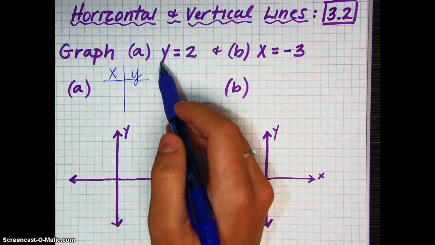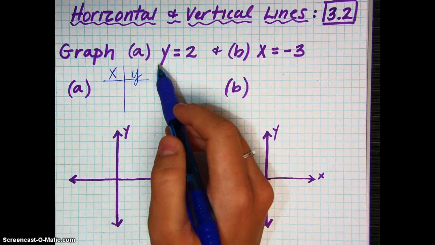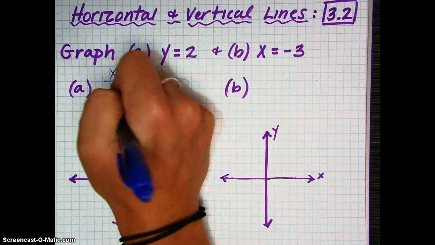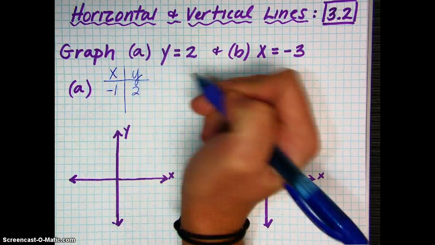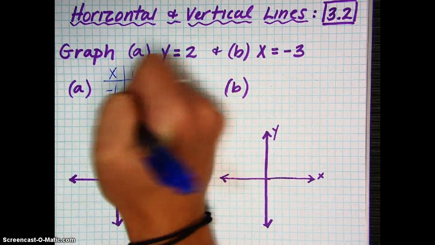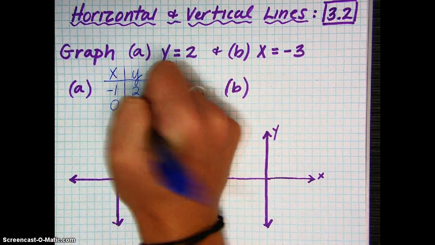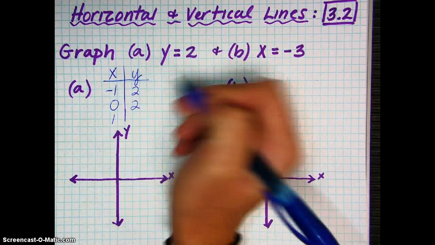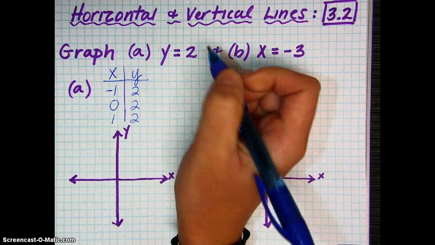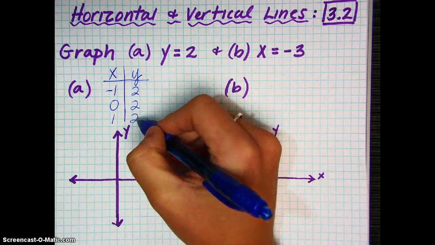So no matter what, y has to be 2. It really doesn't matter what x is. If x is negative 1, what's y? Well, it's 2. It has to be. It says that's what the equation is. If x is 0, again, y is 2. And then finally, if x is 1, y is 2. All of these points satisfy the equation.